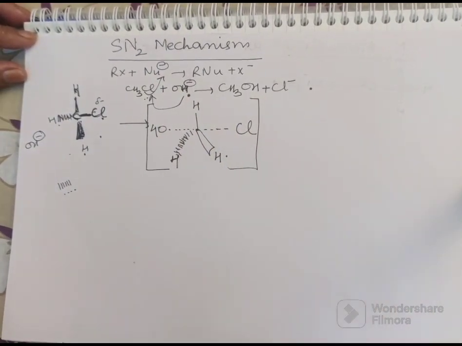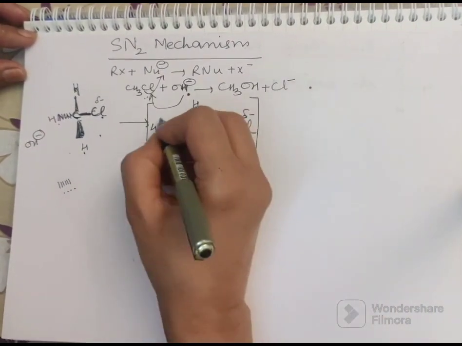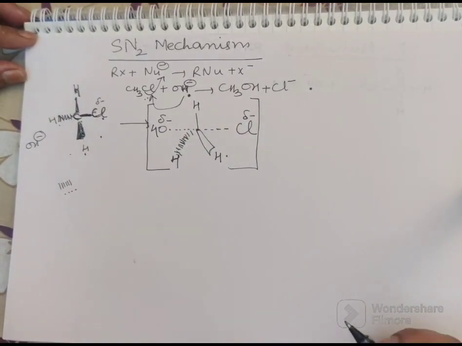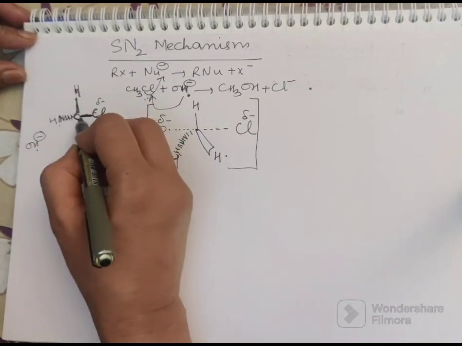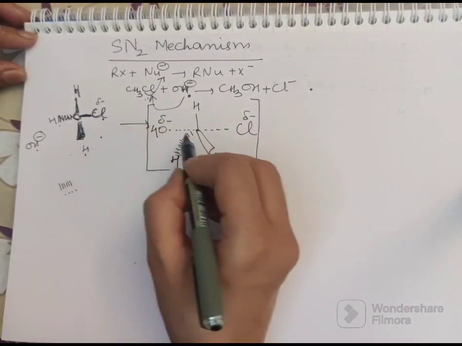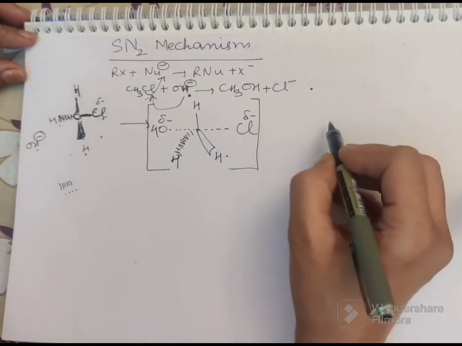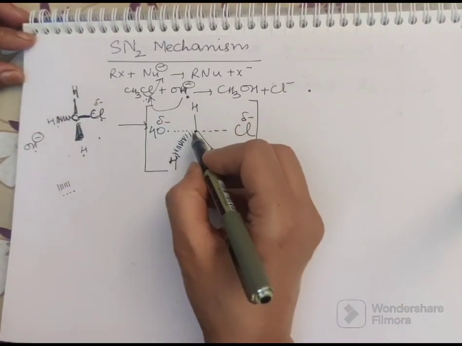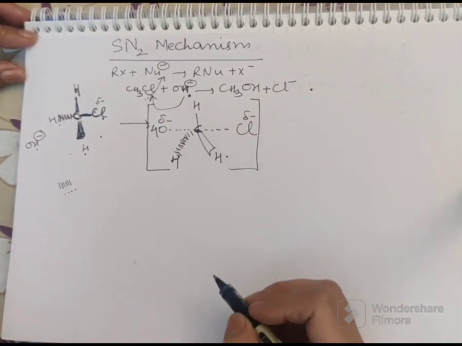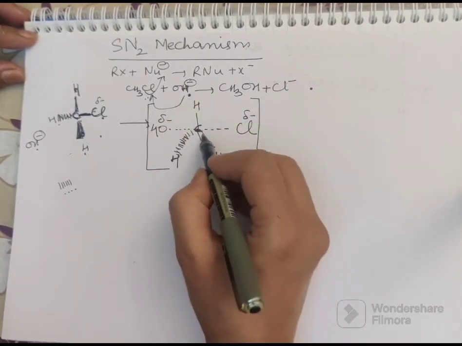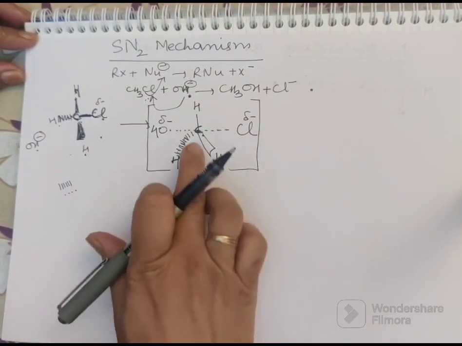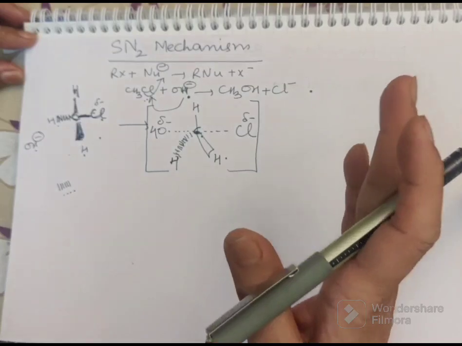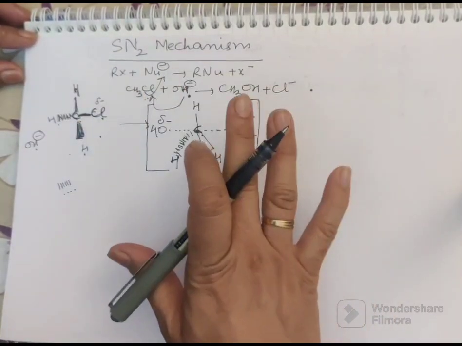Now what happens in this transition state? This has a small negative charge, this has a small negative charge. OH minus attacks on this. A time comes when slowly Cl is leaving and OH is getting bonded to the carbon atom. So all these 5 groups are attached to the carbon atom. This is unstable because carbon cannot have valency more than 4. So this is an unstable stage.